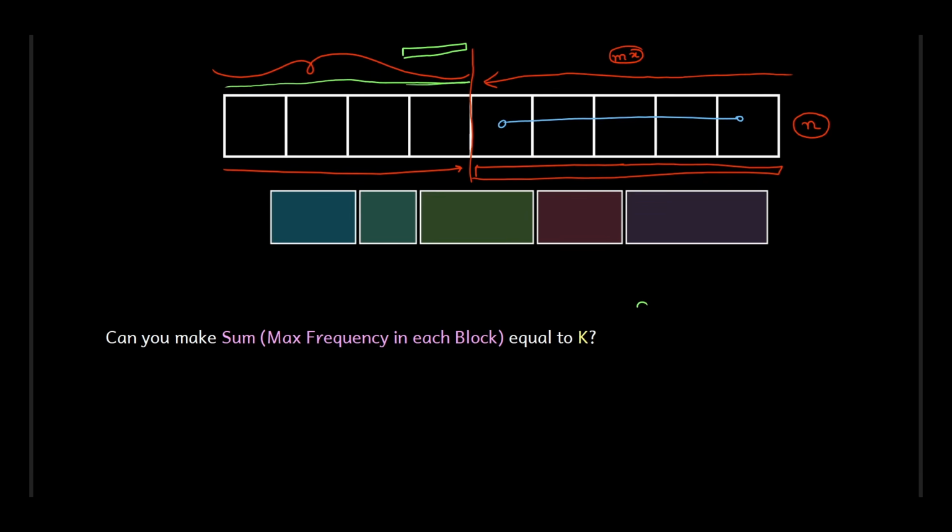So you will define something like this: dp of i, k. This means that from the first i elements, is it possible to cut them so that the blocks' overall contribution, that is the sum of the max frequency of each cut, is equal to k. And how do you do the dp transitions?